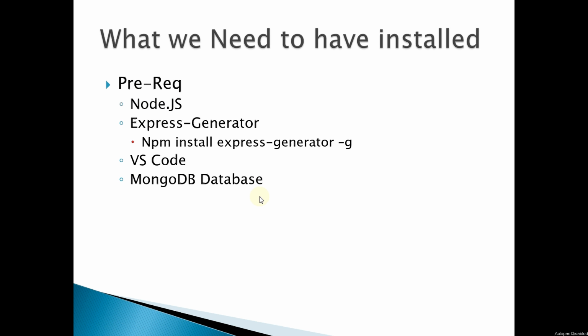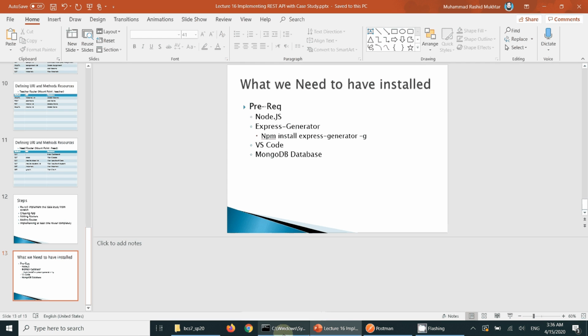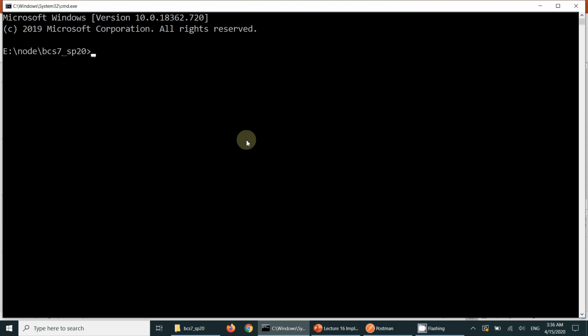In this first part, we will create a sample app, we will add routers into that sample app, and we will create the routes in those routers, and we will mount those routers according to the mounting points. So let's start. First of all, I have created a folder bcs7 sp20, and in that I'm going to open code.